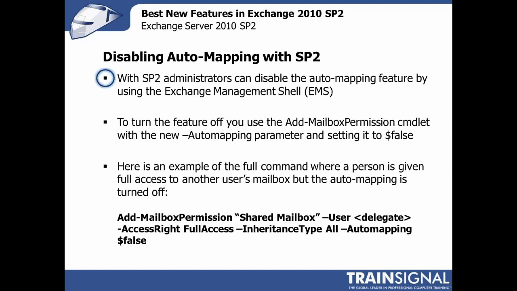Well, with Service Pack 2, administrators can disable the auto mapping feature by using the Exchange Management Shell. In order to do that, they use the Add-MailboxPermission cmdlet with the new -AutoMapping parameter and set it to false. So here's an actual example of the full command, where a person is given full access to another user's mailbox and the auto mapping is turned off at the same time. So here it's Add-MailboxPermission, the shared mailbox, and then the user, the one that's delegated access, and then the access right is FullAccess, the inheritance type is All, and AutoMapping is false.